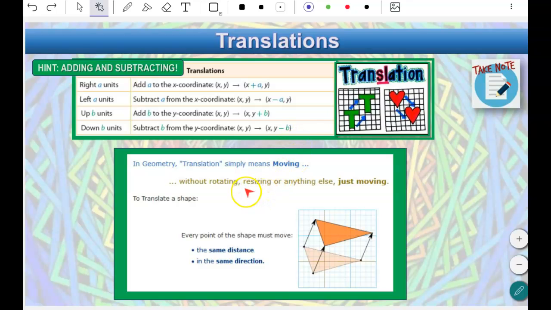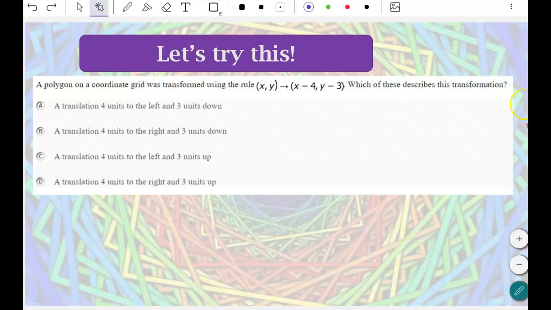So remember, these have the same exact size and shape. It's just moved without rotating, resizing, or anything. It's just moving it. And that's what a translation is. All right, so every point of the shape must move the same distance in the same direction. You can see that point going, this one, and this one. So this one, please make sure you either take a screenshot and save it electronically or jot this down. You need this for your notes. This is not on the 8th grade STAR reference materials. So let's just practice a few problems.